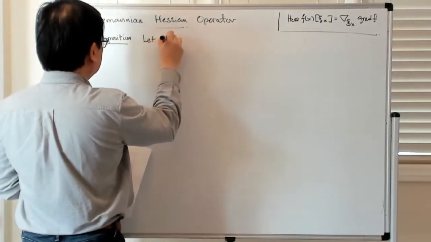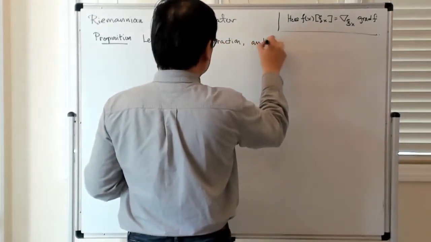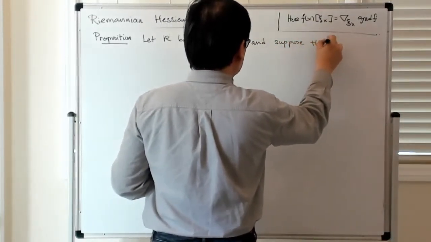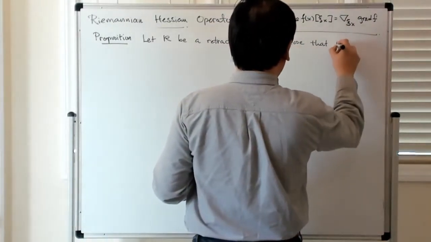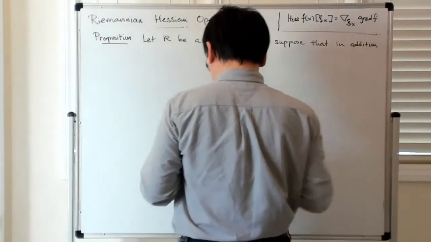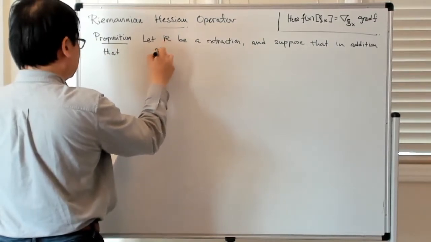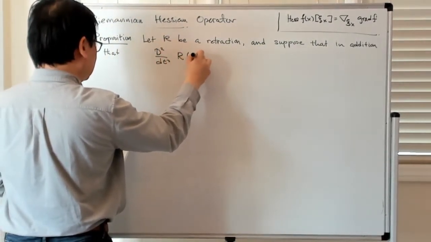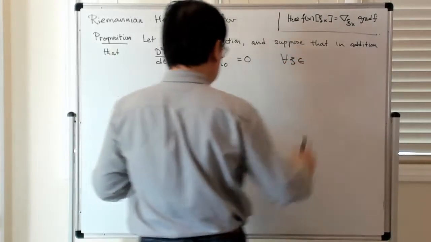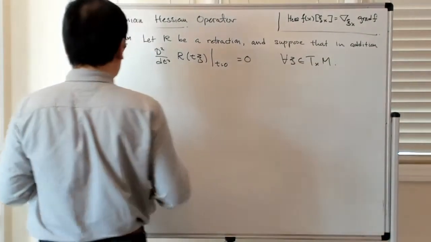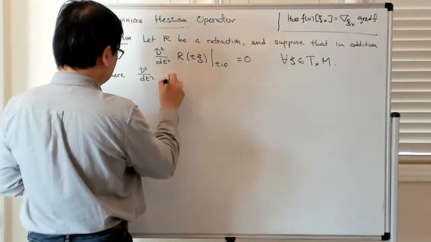So let R be a retraction, and suppose that in addition to the usual properties of the retraction, which amongst other things include this rigidity condition, we also have essentially a zero acceleration condition. So if you take this second derivative of the retraction evaluated at t equals 0, that's equal to 0 for all tangent vectors, where d squared dt squared denotes the acceleration, which we defined before.